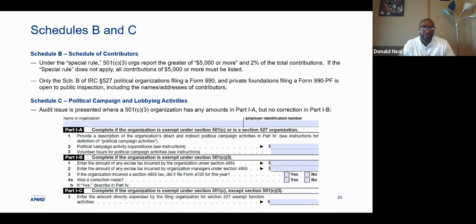But if you are having to fill out the Schedule C and there are some things that you may have questions on, I strongly suggest that you do talk to your tax advisor just to make sure everything is okay there.